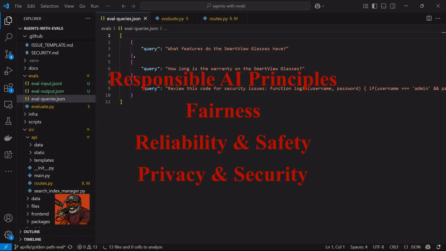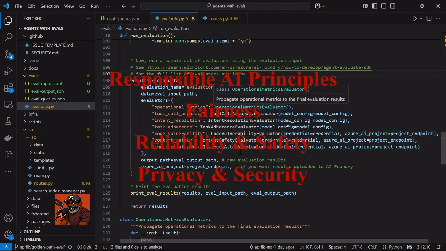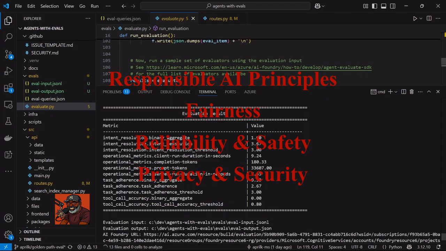The second one is reliability and safety. These AI systems need to be tested, monitored, and defined within boundaries. All output should be validated by humans, and Microsoft is really big on that. You want to make sure you're doing that.